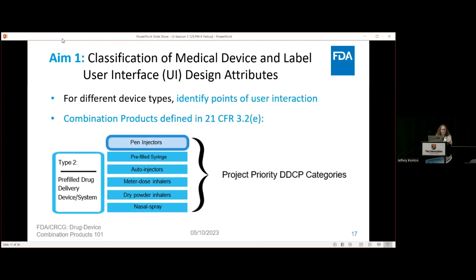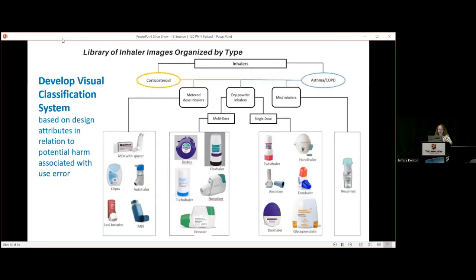So taking that information, as well as thoroughly going back and reviewing the public comments that were submitted after publication of the draft guidance on comparative analyses, the research team decided that they wanted to identify all the points of user interaction with complex devices. And they decided to focus on pen injectors, prefilled syringes, auto injectors, metered dose inhalers, dry powder inhalers, and nasal sprays as their primary complex device types to look at.